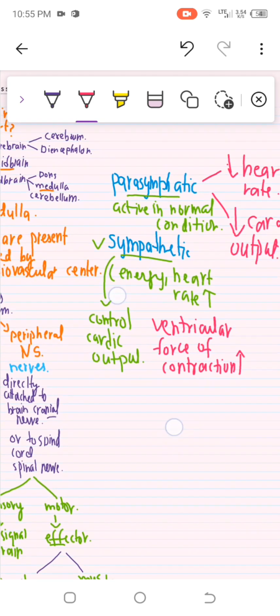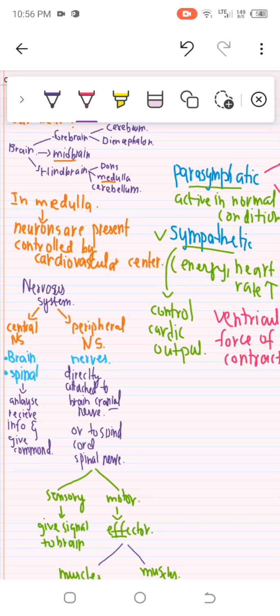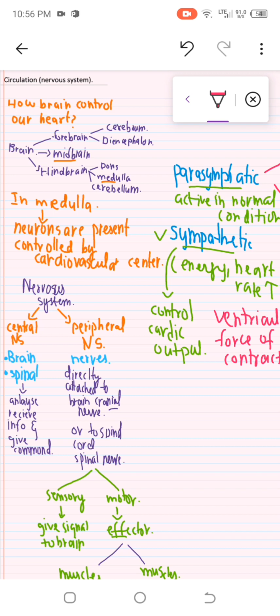In the next video we're going to discuss the adrenal, which releases enzymes through which our cardiac output can be increased, and some diseases such as hypertension and CAD. Till then, bye bye.